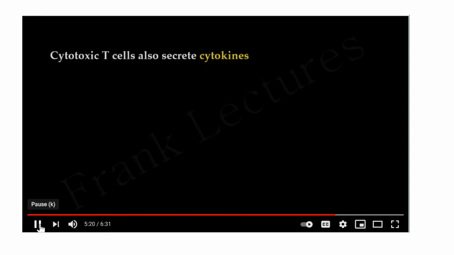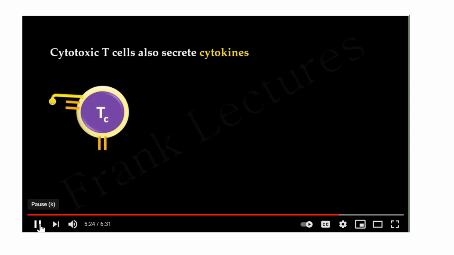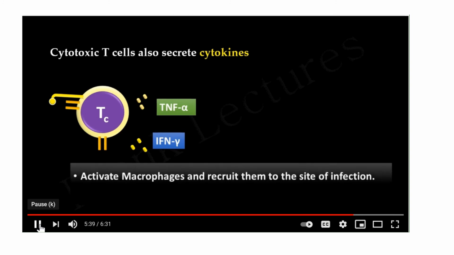Besides their main function as killer cells, cytotoxic T cells also secrete cytokines. The major cytokines secreted by killer T cells are interferon gamma and tumor necrosis factor alpha. The main role of these cytokines is to activate macrophages and recruit them to the site of infection.